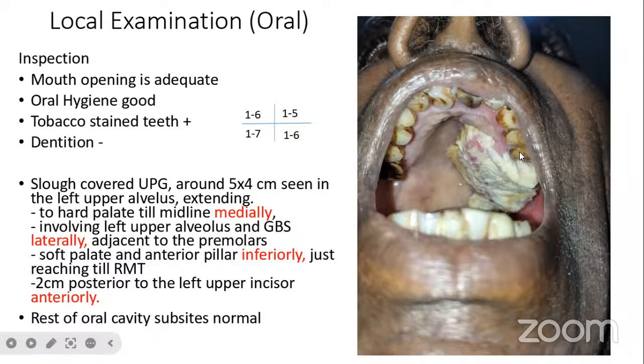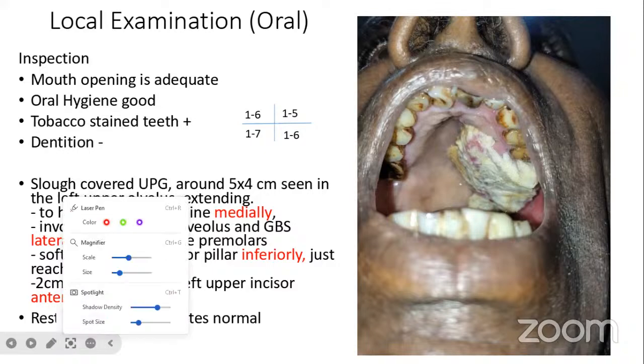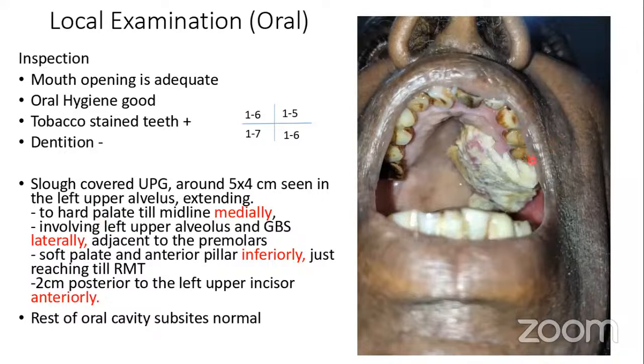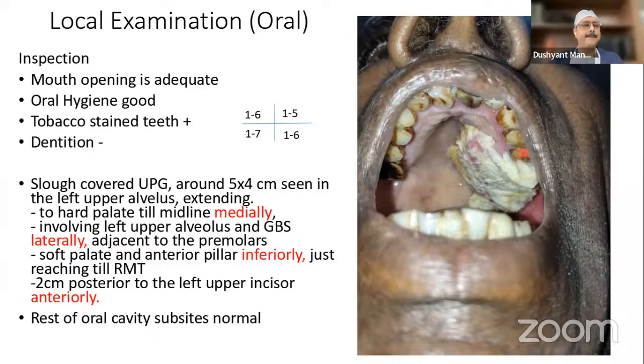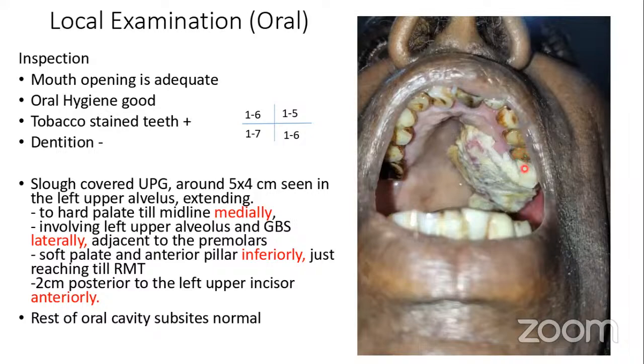Ma'am, is the pointer visible? Yes, it is. So this tooth, he was having a history of loosening of this tooth, and the last 2 teeth were extracted. Then the dentition in the lower alveolus, on the right 1 to 7, the last molar was absent, and on the left side, 1 to 6, that is the last 2 molars were absent.